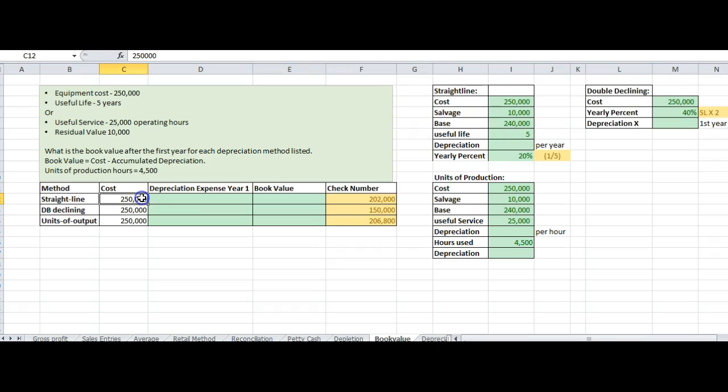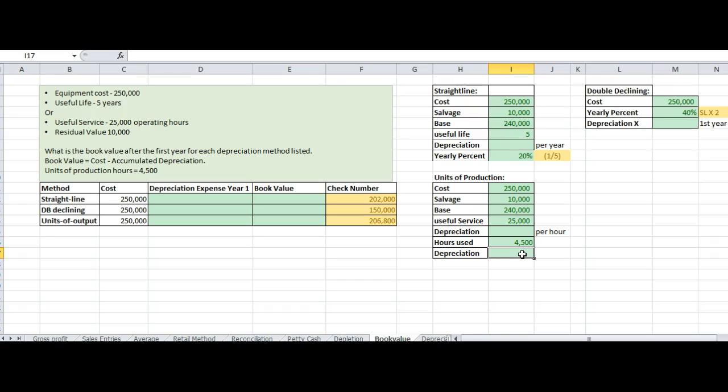So if you subtract that depreciation expense from the cost, you'll end up with the book value, and it should match the check number. Same thing with units of production. Okay, just calculate it out. You come up with a useful service, divide that into the base, you'll come up with the per hour. Multiply it times the hours used, it comes up with the depreciation.